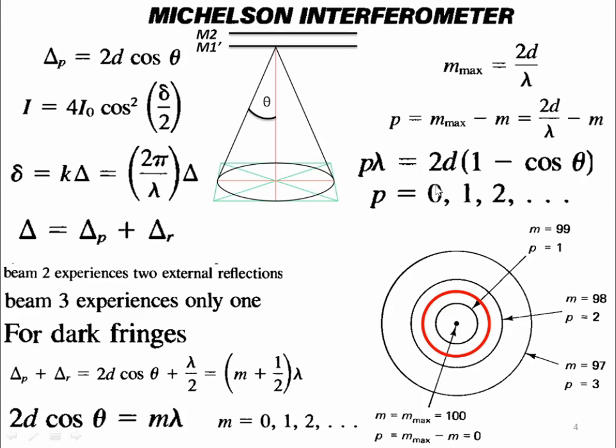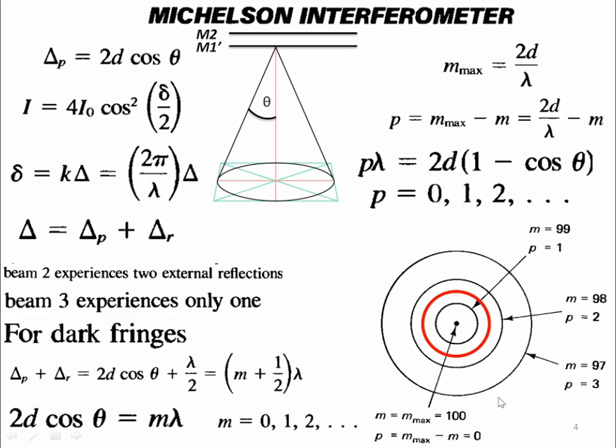Now, what we are doing is fixing our observation point at a specific value of theta. So theta is fixed. Now we are changing d systematically. So what should happen? Those dark fringes should move, isn't it? If we change d, what will happen? Those dark fringes will move inward or outwards.